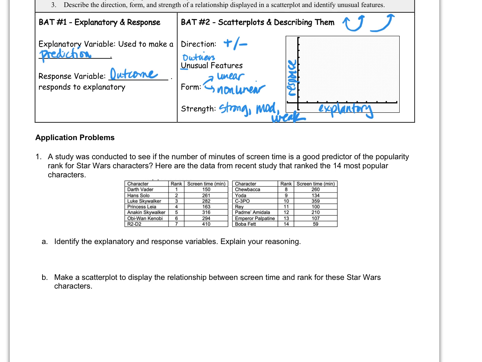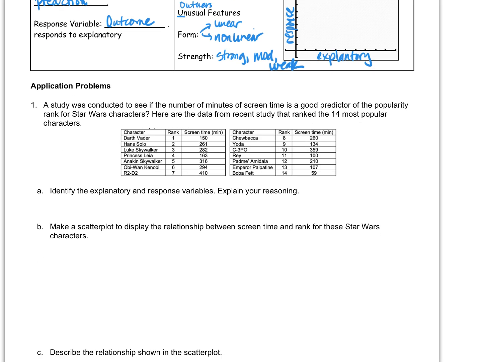Okay. A study was conducted to see if the number of minutes of screen time is a good predictor of the popularity rank for Star Wars characters. Here's the data from a recent study that ranked the 14 most popular characters and their amount of time on screen. Is this all from the first movie? It has to be, because those characters aren't in the first movie. All right, then.